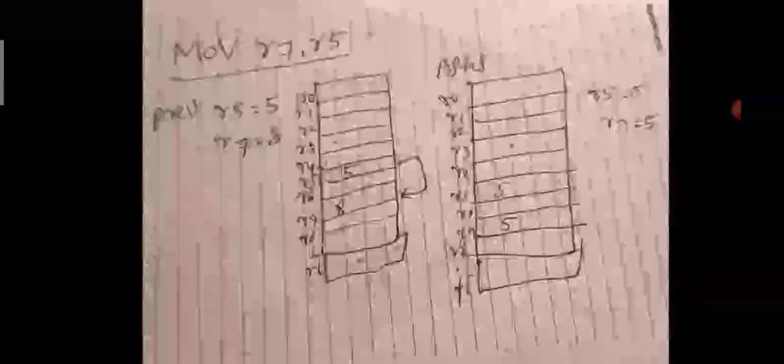Then MOV R7, R5. So here please carefully observe. In the previous examples I have given MOV R0, comma some number. That number was going and being stored in R0. That's immediate addressing mode. But in MOV R7, R5, whatever value is in R5 will go and sit in the place of R7. R5 value is 5, that will go and sit in R7. So after executing this, R7 and R5 both values are 5. So data is available in a register. So this is called register addressing mode.